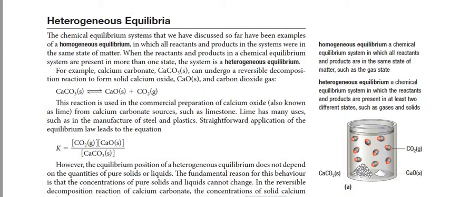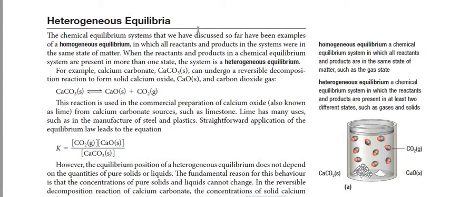When the reactants and products in the chemical equilibrium system are present in more than one state or more than one phase, the system is a heterogeneous equilibrium. For example, calcium carbonate, CaCO3 in solid phase, can undergo a reversible decomposition reaction to form solid calcium oxide, CaO, and carbon dioxide gas. So as you see here, CaCO3(s) reversible CaO(s) plus CO2(g).